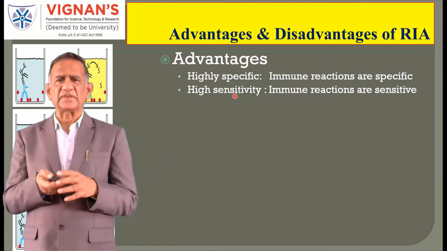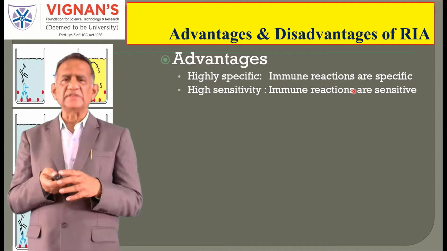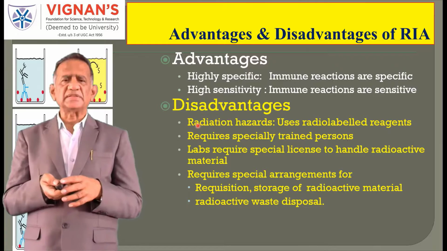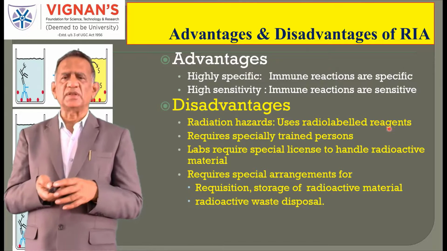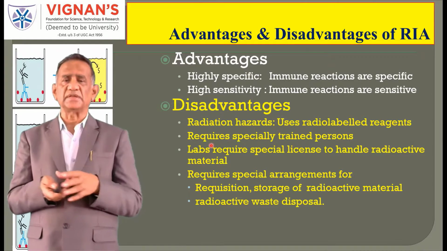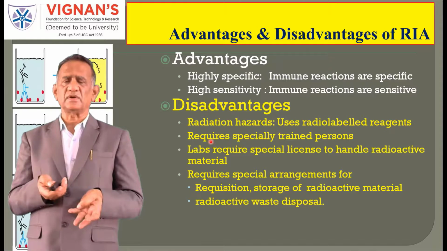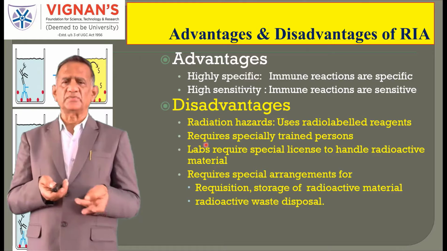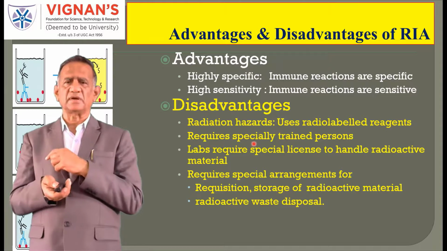Highly specific, immune reactions are specific; highly sensitive, immune reactions are sensitive. Disadvantages are radiation hazards and the use of radio-labeled reagents, as I have shown you: tritium you are using, C14 compounds we are using, and I-125, iodine 125, you are using. They are all radio-labeled compounds.